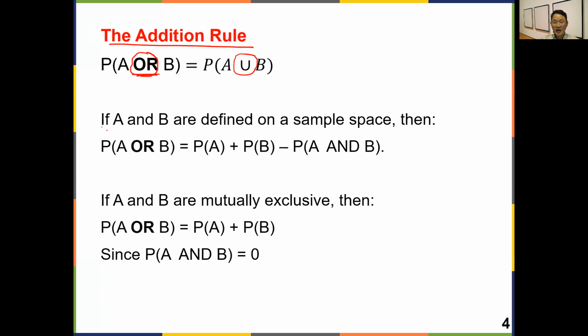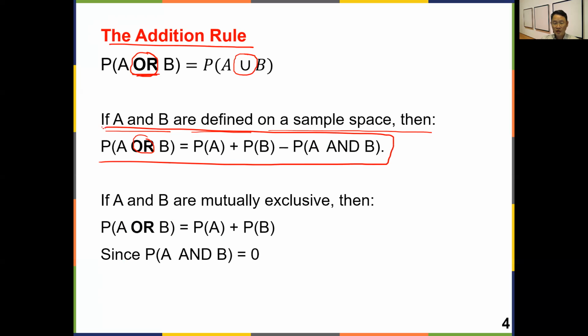And if A and B are defined on a sample space, then how do you say A or B? Well, basically you use this formula right here. So do we always use this formula? Yes. Does it matter whether it's dependent or independent? Remember, dependent and independent are not related concepts with the OR rule. Dependent and independent were related concepts with the multiplication rule, and the linking word was AND.